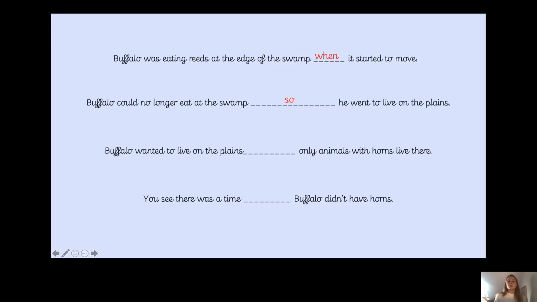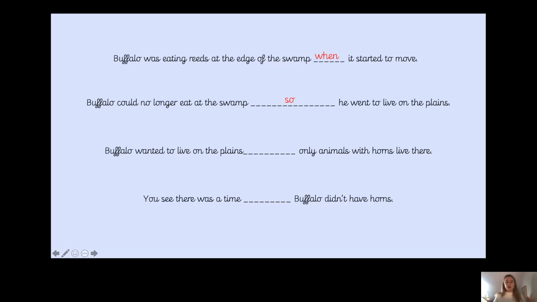So Buffalo wanted to live on the plains. Only animals with horns live there. Okay, well, we know that Buffalo doesn't have horns at the beginning, don't we? So he can't live on the plains because he doesn't have horns, and only animals that have horns live there. So we've got a contrast here, haven't we? He really wants to live there, even though he can't.